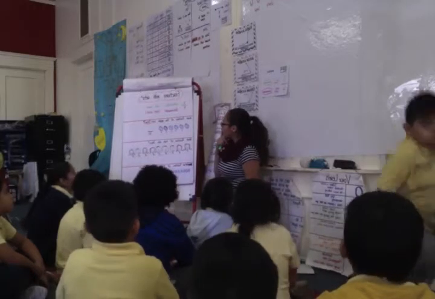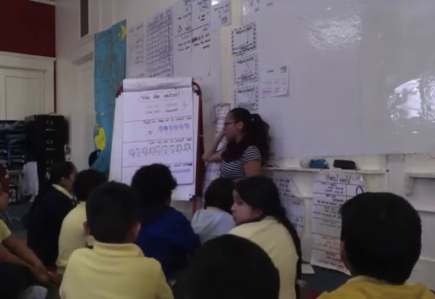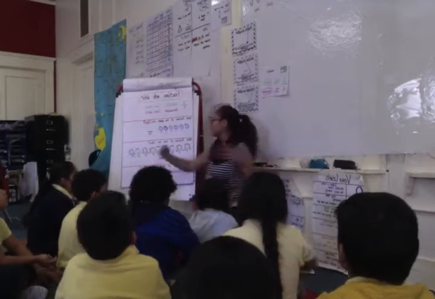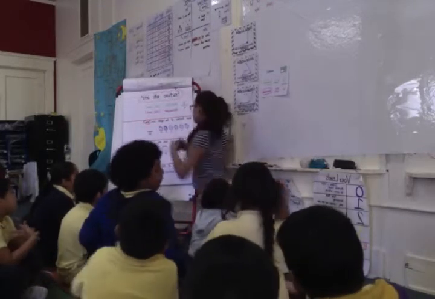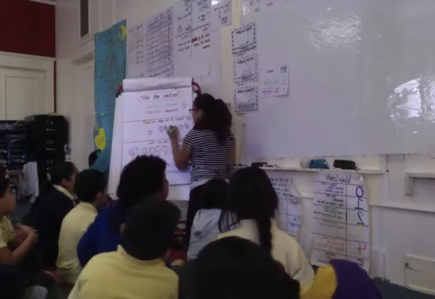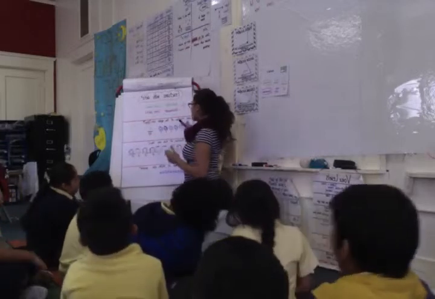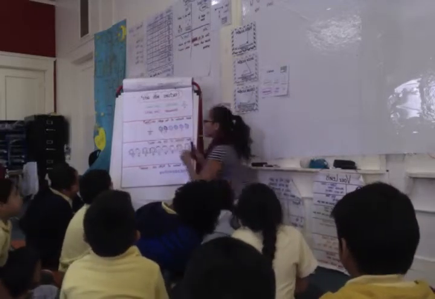Which ones are blue? How many are blue? They're all shaded in, but I'm thinking about how many are blue this time. I'm looking at the set. 1, 2, 3, 4 are blue. So the fraction of the apples that are blue are 4 out of 6.